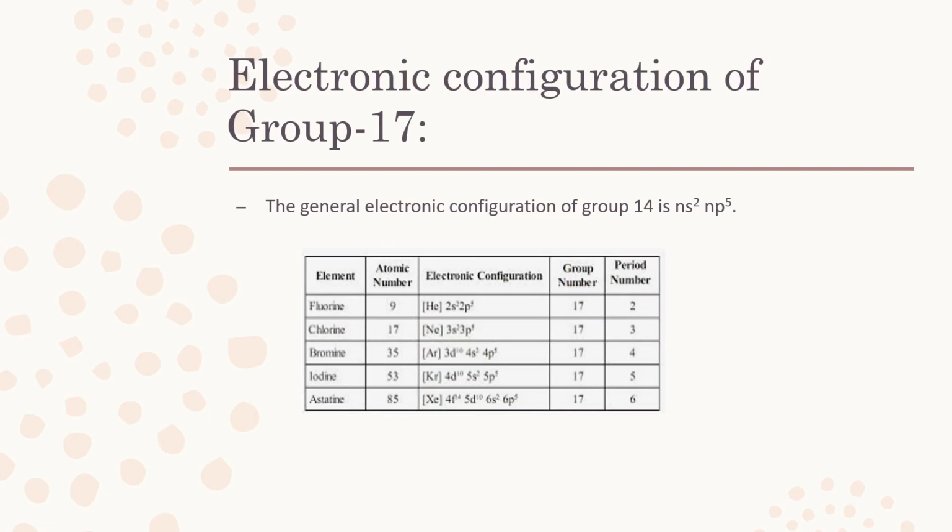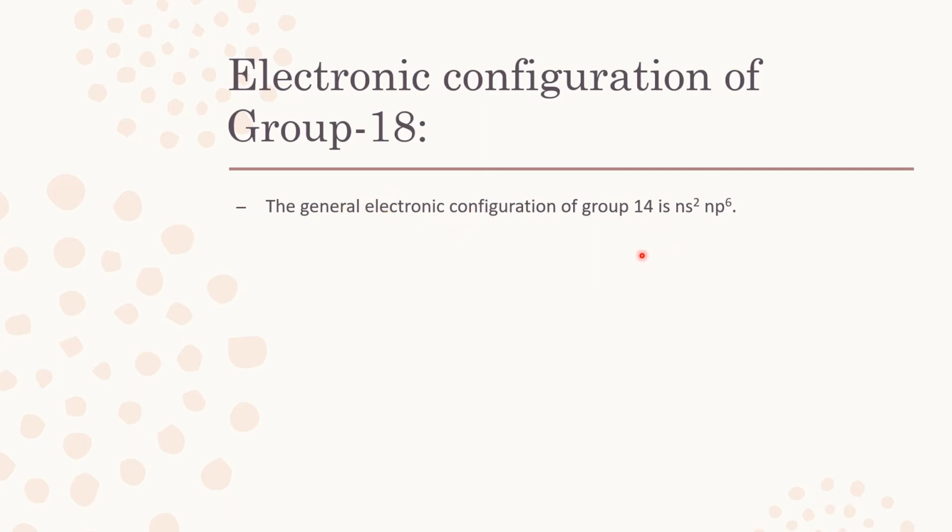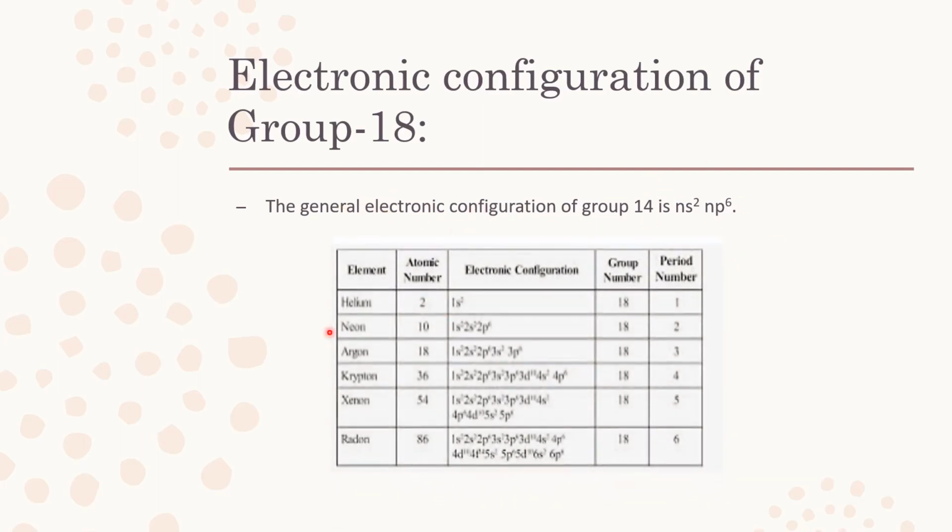Let's see the electronic configuration of group 18. The general electronic configuration is ns2 np6, and the elements are helium, neon, argon, krypton, xenon and radon, and these are the atomic numbers and this is the electronic configuration. In noble gases it is a complete, stable configuration. 2s2 2p6, 3s2 3p6, 4s2 4p6, 5s2 5p6, 6s2 6p6. The period number changes, that is n is equal to 1, 2, 3, 4, 5 and 6. The group number remains the same, that is group 18.